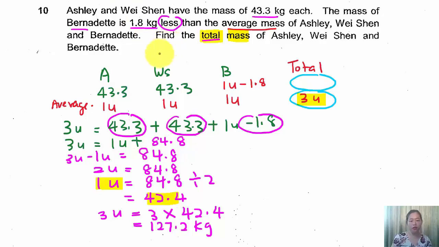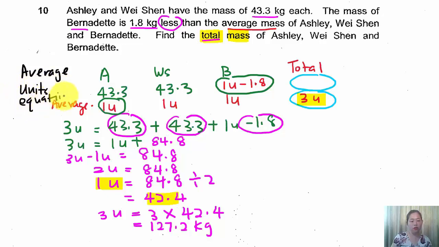Let's recap what we have learned. In this question, there is missing information that we do not know. We have no choice, so we created 1 unit to represent the average mass of each person. And since we know the average mass of each person, we now can get the mass of Bernadette. So this is an average question, and we have created a unit equation to solve our question by creating a unit table so that we can understand the data very clearly.